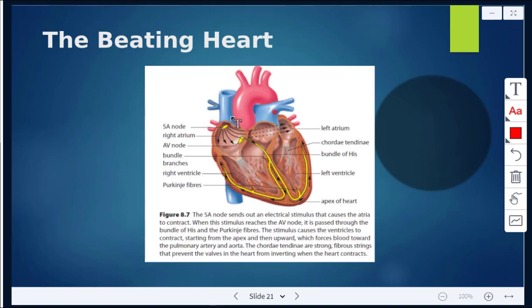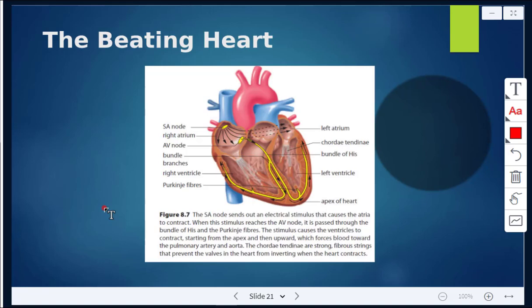All right, so the SA node sends out an electrical stimulus, which causes the atria to contract. That stimulus will reach the AV node here and then get passed through the bundle of His and the Purkinje fibers. That stimulus causes the ventricles to contract, starting from the apex, right here is the apex of the heart, and then upward. That forces the blood towards the pulmonary artery here, or to the aorta here.